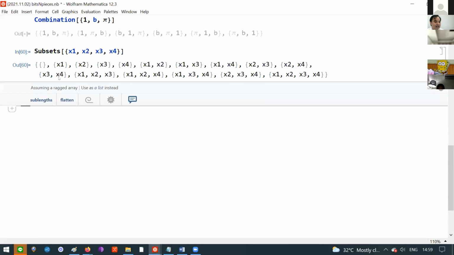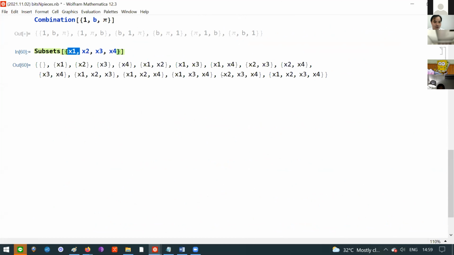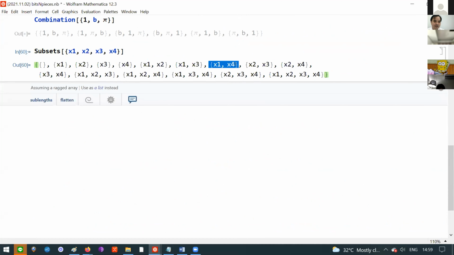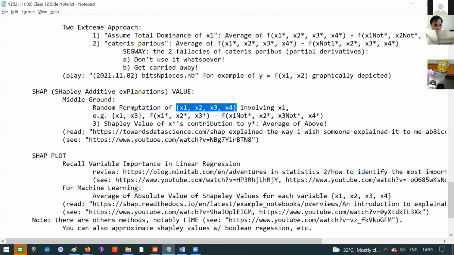Okay? Now, if I'm interested in x1, I look at this and say, let's take this one. It has x4 in it. Okay, let's look at that one. So let's say it has x4. Okay?